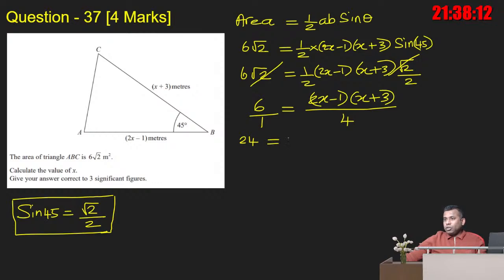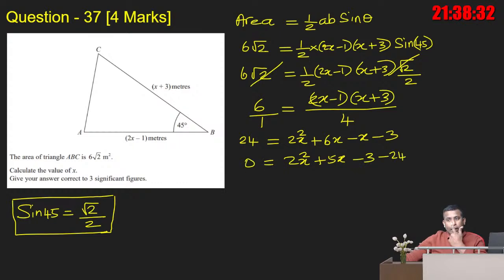2x times x is 2x squared. 2x times 3 is 6x, minus x, minus 3. Now I'm going to do 2x squared plus 5x minus 3 and minus 24 equals 0. So that gives 2x squared plus 5x minus 27 equals 0. This is what I'm talking about: yesterday I uploaded a video with all the calculator tricks.